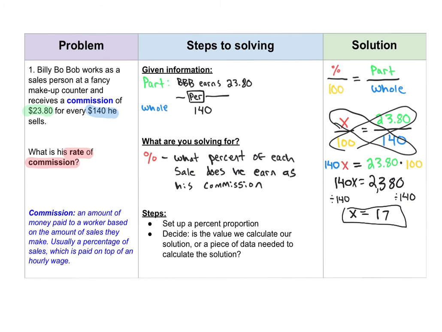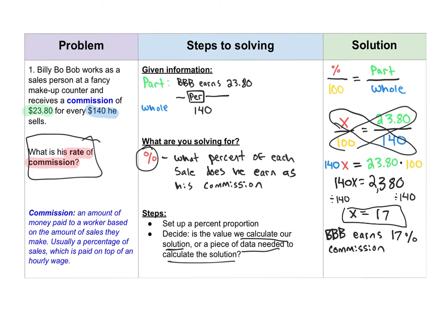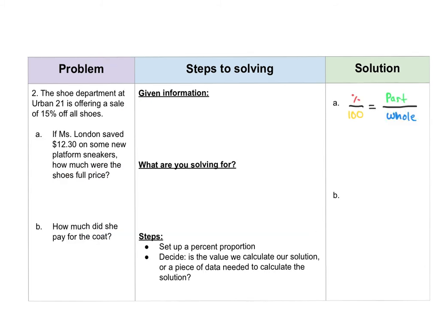In this case, we come back over and see: is this value we calculated our solution, or just a piece of the data we need? Since all we're looking for is that rate of commission, or that dark red partial percentage, then we've got it. That means our answer is that Billy Bob earns 17% commission. This problem is one of the kinds where, when you use your percent proportion, the solution you get is not necessarily your whole solution, but just a part of the solution.